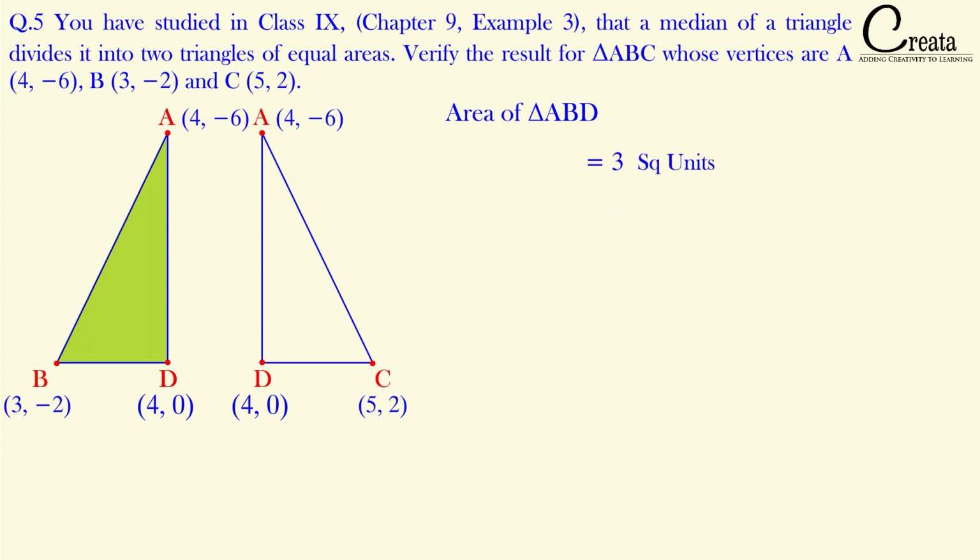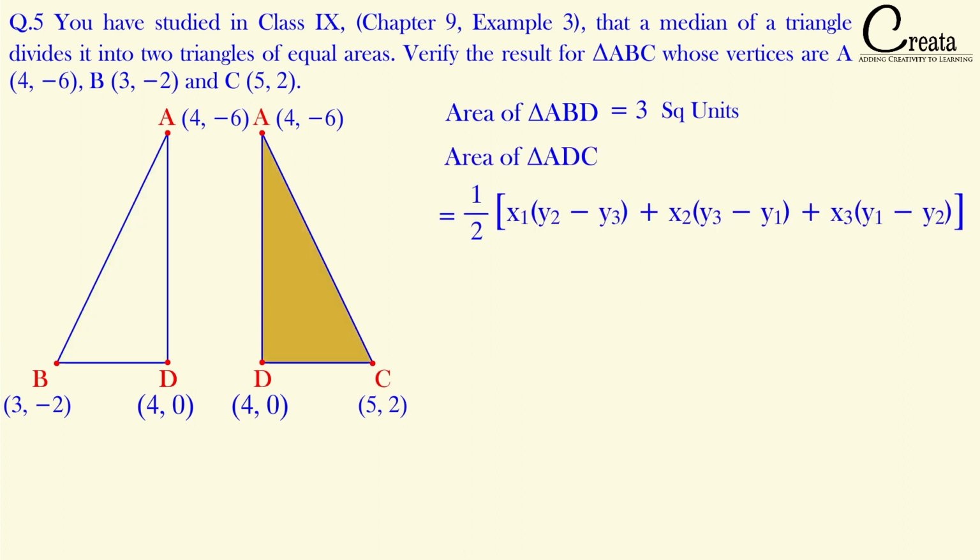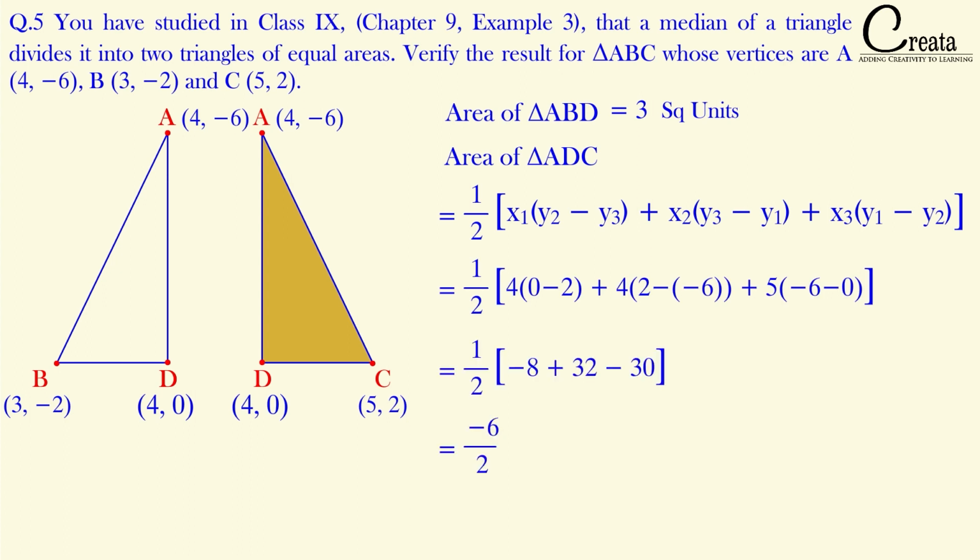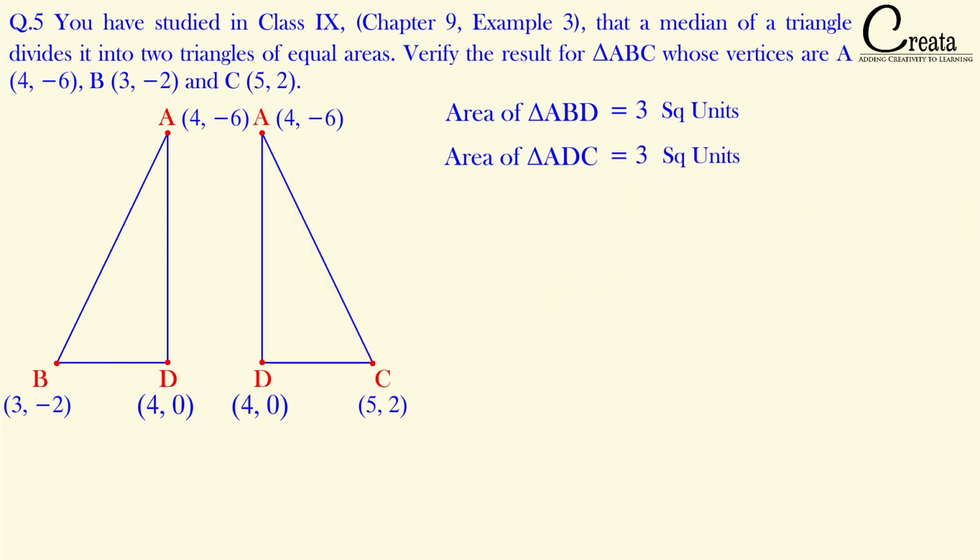Got it? Similarly, let's find the area of the triangle ADC. We know all the three coordinates. Let's put them in the formula. We got area of the triangle ADC as -3 square units. The area is -3 square units, but area cannot be negative. Basically it is 3 square units. Areas of both of these triangles are equal to each other. That is what we had to prove, or we can say that is the answer of the question. The median divides the area of the triangle into two equal parts.